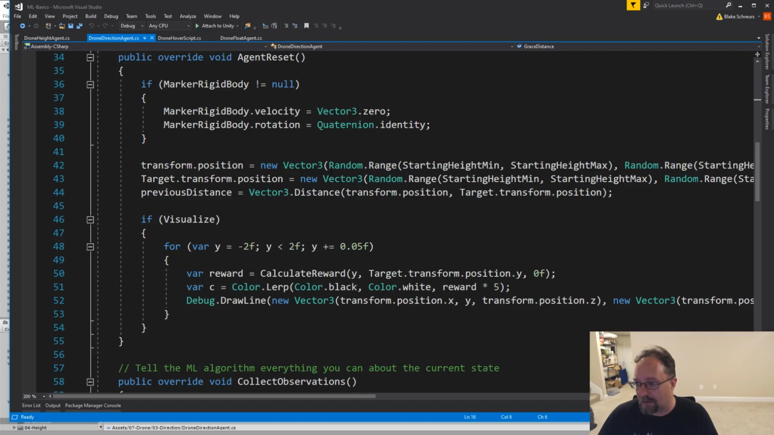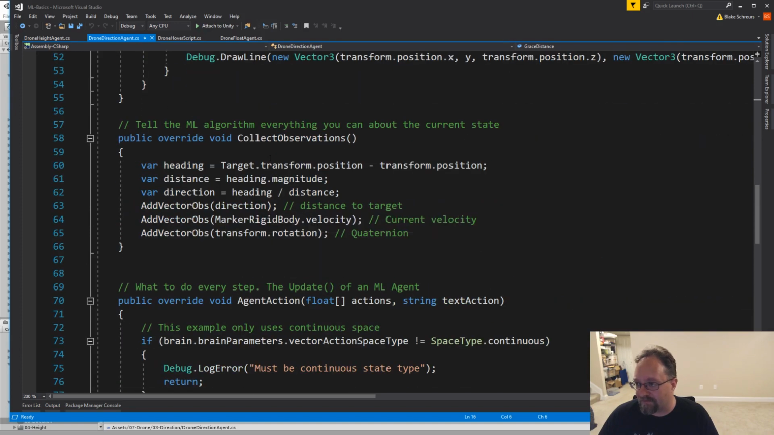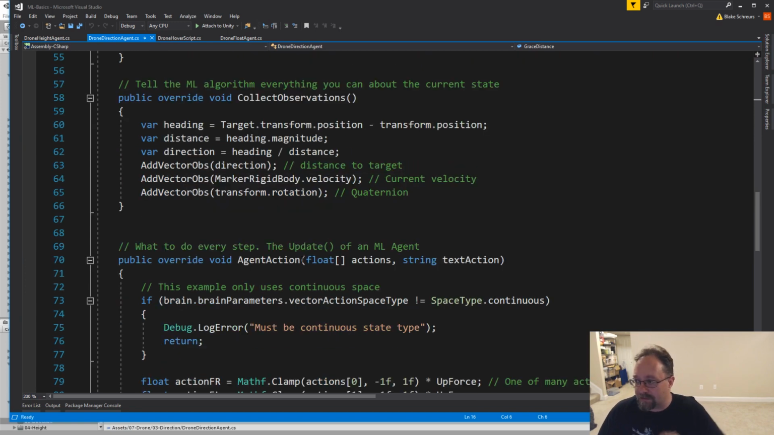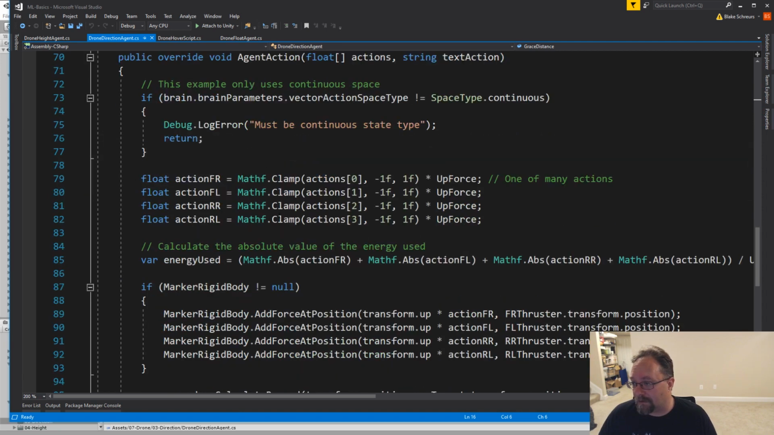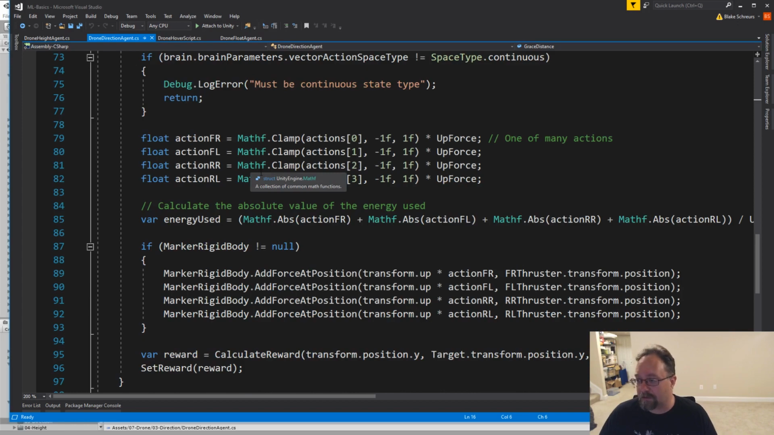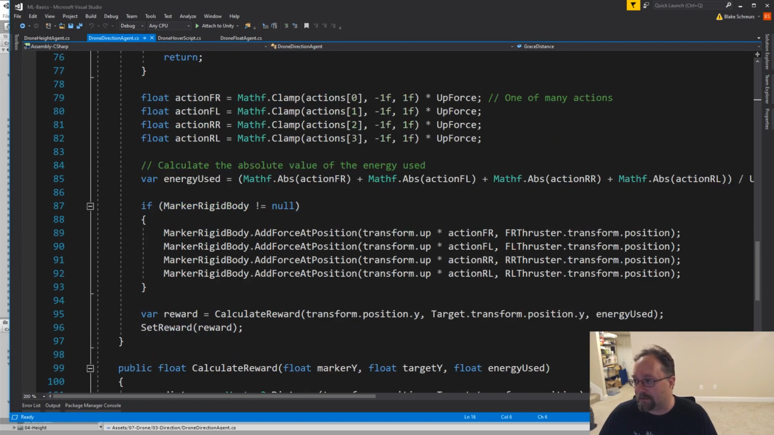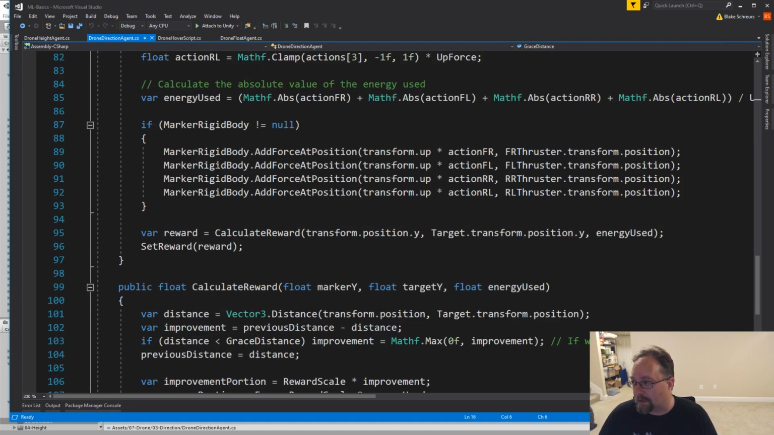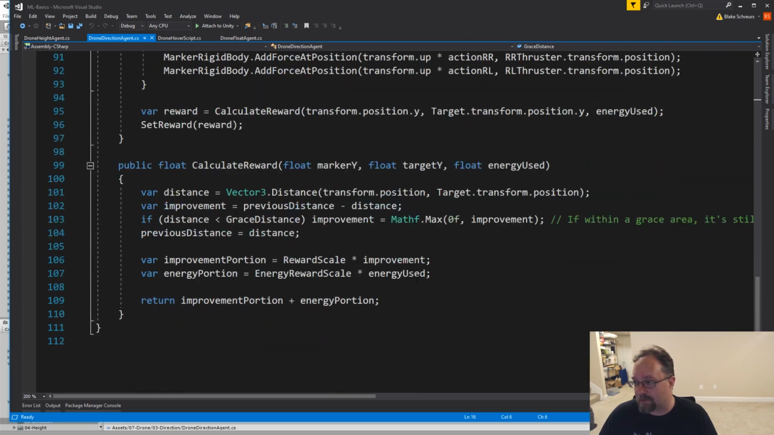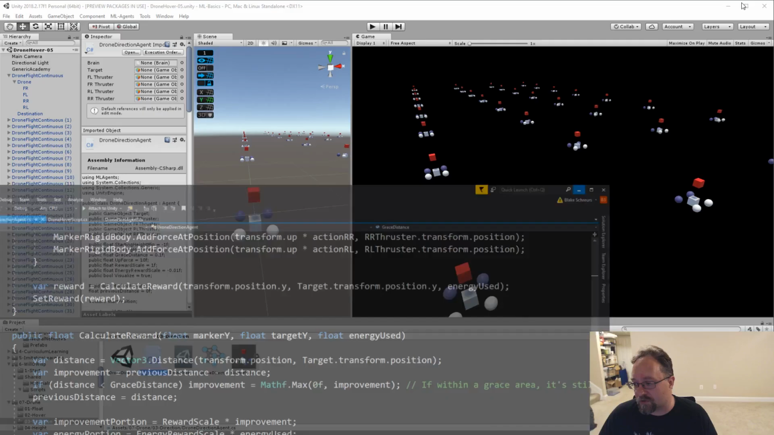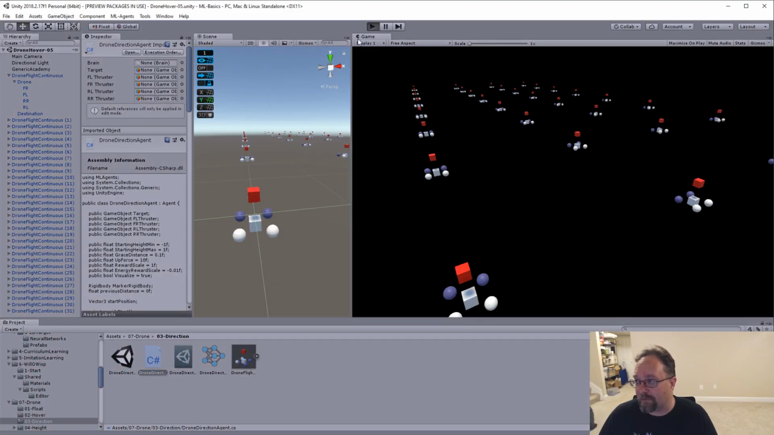Initialization, again, previous distance, ignore the visualize stuff. Collecting observations, so I do provide more information in this one: distance to target, current velocity, and then the quaternion. And then again, the agent takes an action for each of the thrusters. We calculate the up force, we calculate the energy used, and then we apply the forces, we calculate the reward, and we set the reward. Again, we have an improvement portion and an energy portion. So this is largely unchanged from before.